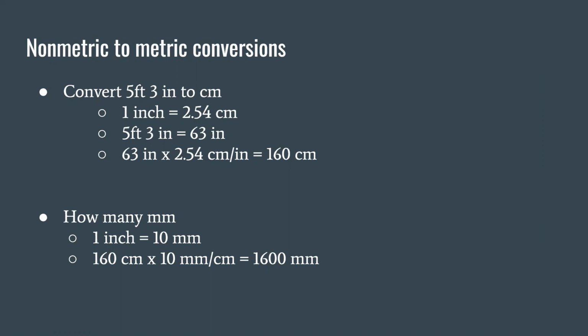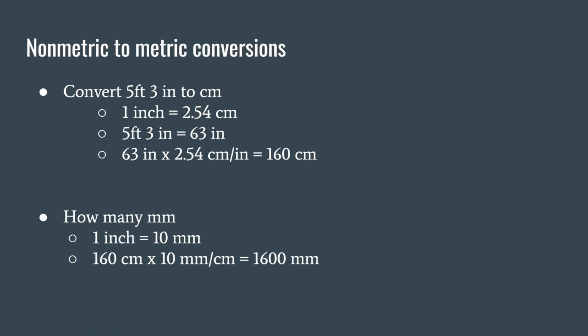A couple of examples of non-metric to metric conversion. So let's convert 5 foot 3 inches to centimeters. We know a couple of conversion factors. 1 inch is 2.54 centimeters. So 5 foot 3 inches would equal 60 inches, and then 63 inches, and 63 inches times 2.54 is going to yield 160 centimeters. So how many millimeters would that be?